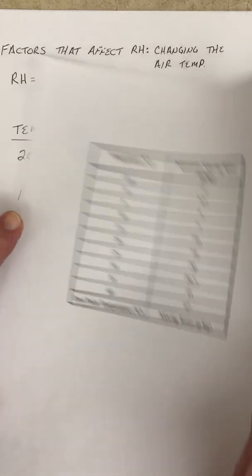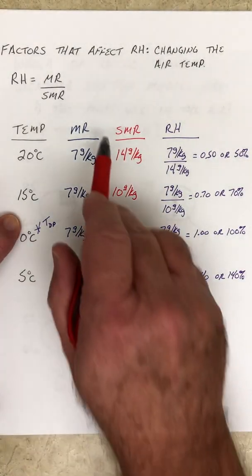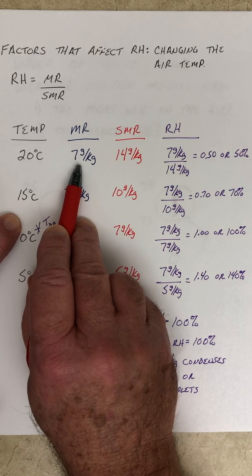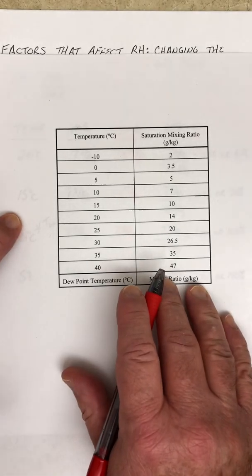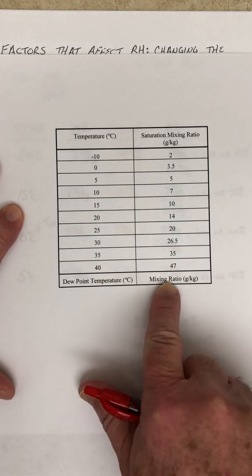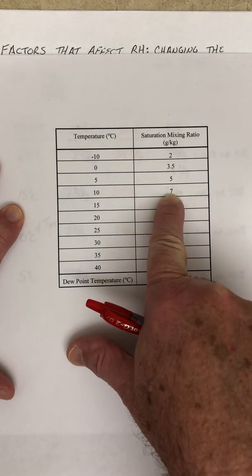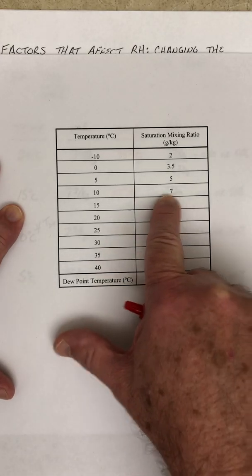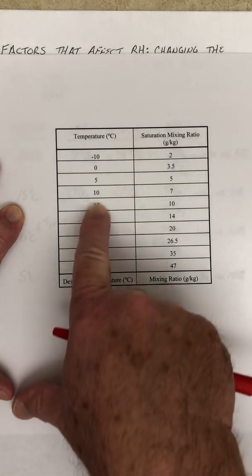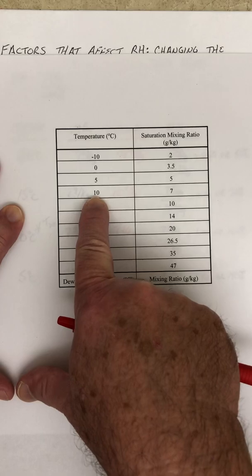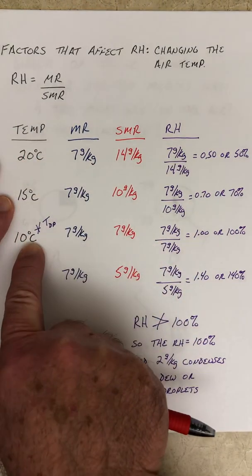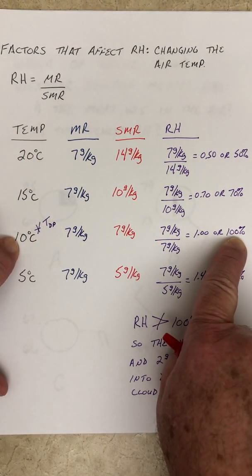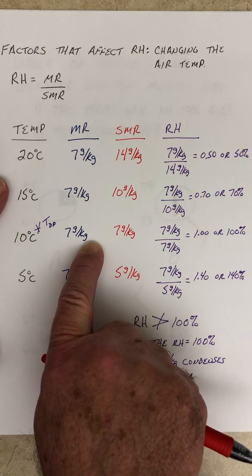In our example, where we started off with a mixing ratio of 7 grams per kilogram, we could look at what we call the saturation mixing ratio table, but also the mixing ratio table. If we have a mixing ratio of 7 grams per kilogram, then we can automatically determine, based on this table, that the dew point temperature is going to be 10 degrees C. And sure enough, when we did the calculations and cooled the air down to 10 degrees C, that's where we hit 100% relative humidity and hit the dew point temperature.